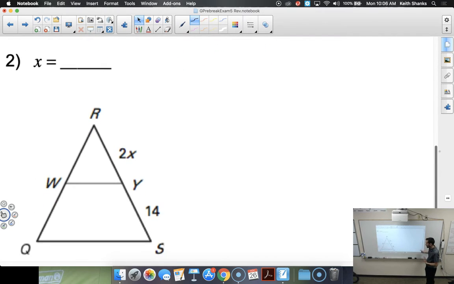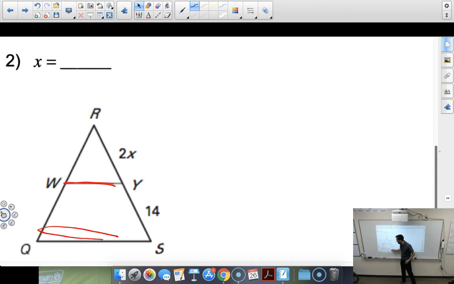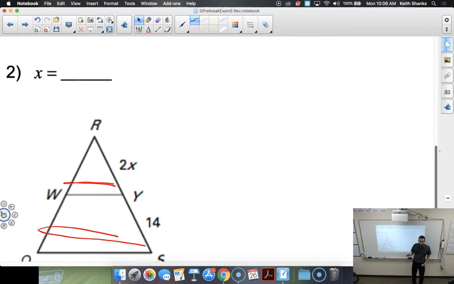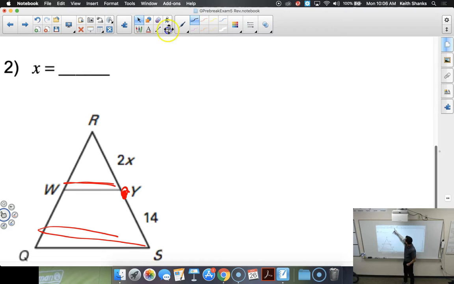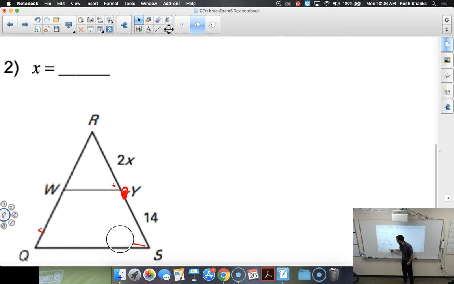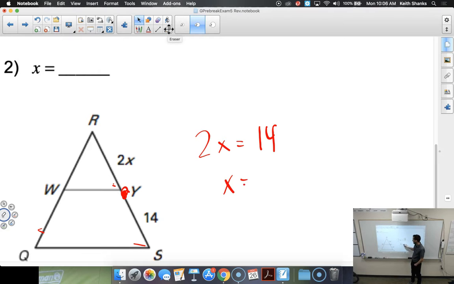Alright. Very similar picture down here. Notice the difference is they're not talking about these pieces, so I shouldn't be doubling anything. This right here is a midpoint, which means that this piece is actually equal to this piece. And so x equals 7.